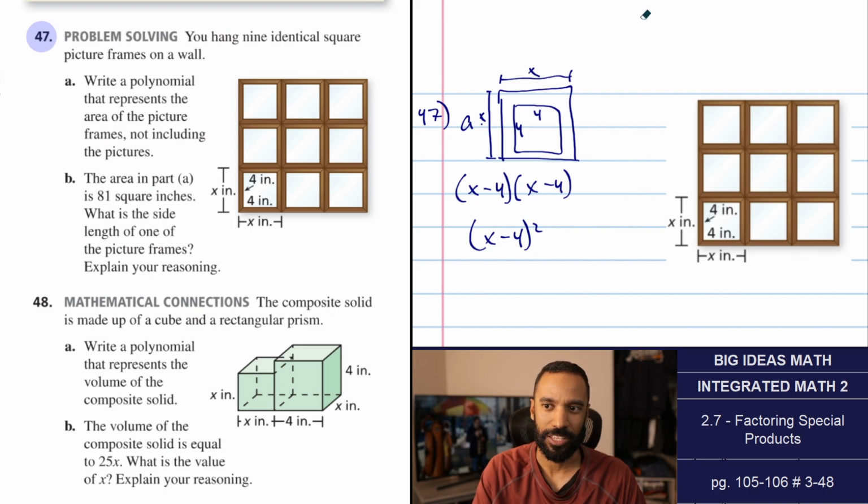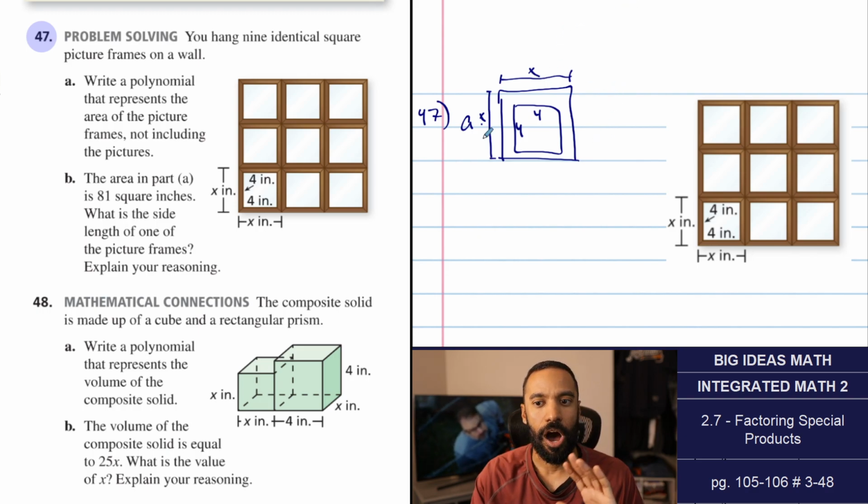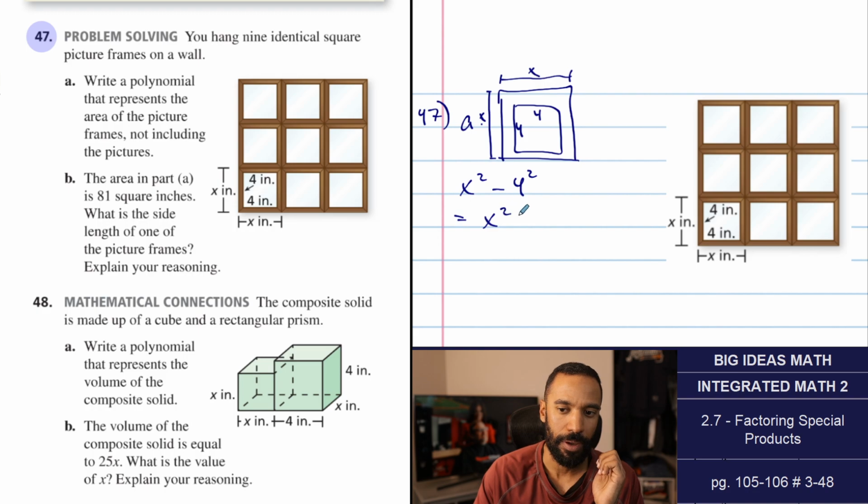We're not just talking about the length. So let me say that one more time. We're not doing X minus 4 times X minus 4. We are taking all of X squared, the entire area, and taking out the middle area here. So we're taking X squared minus 4 squared like that, which is X squared minus 16.